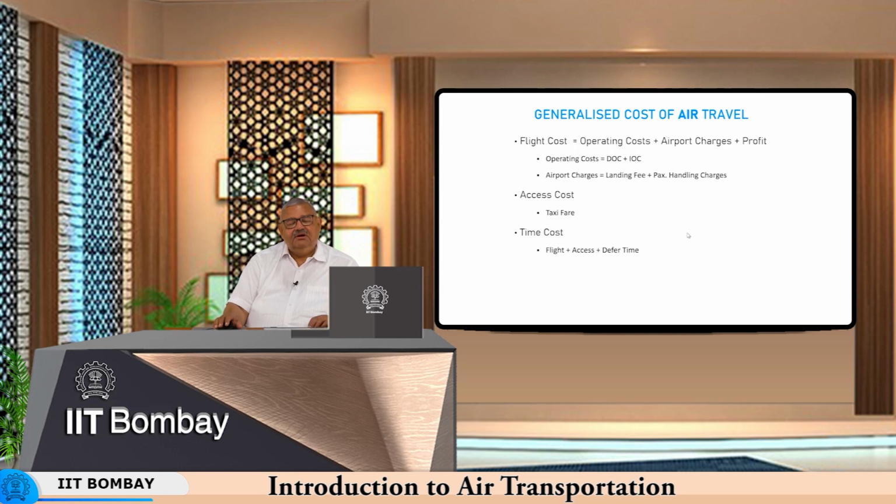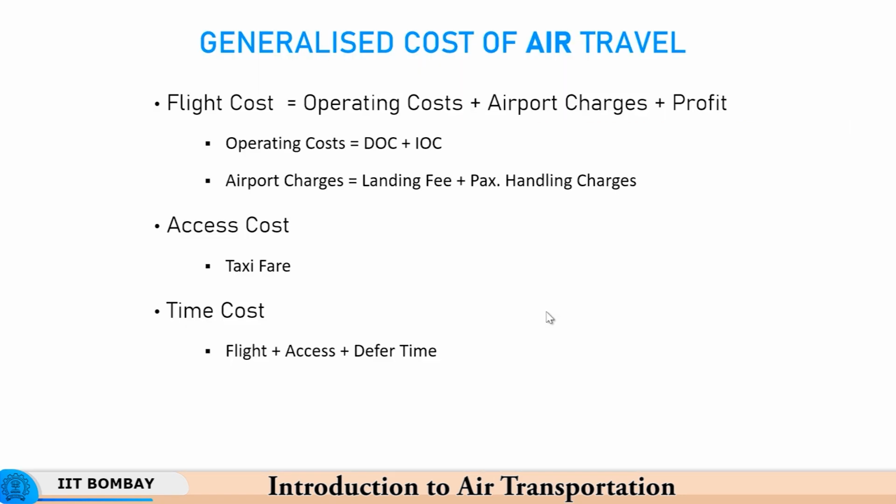time cost. It will be the time spent in the flight, time spent in accessing, and time spent in the deferring of your journey or preponing of your journey to match with the schedules. The fourth component is the infrastructure cost, which has been termed in this particular analysis as airport cost, and this will consist of costs associated in setting up and operating an airport to enable flight operations to take place. So, in short, the generalized cost of air travel is a combination of four major terms: the flight cost, the access cost, the time cost and the airport cost.